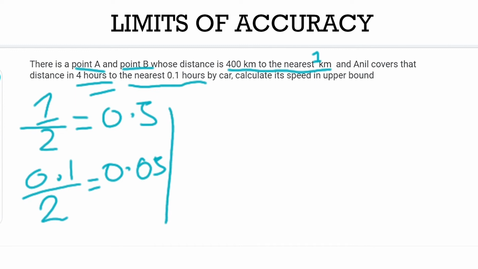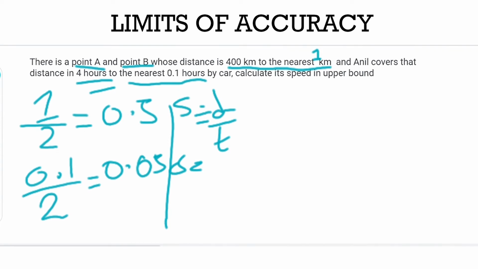Now let's write down the formula to calculate the speed. The speed formula is distance upon time. You must be remembering that the lesser the denominator, the greater the number. For example, if we divide 400 by 1, the answer will be 400. But if we divide 400 by 2, the answer will be 200. So the lesser the denominator, the greater the number. So the time should be as low as possible.